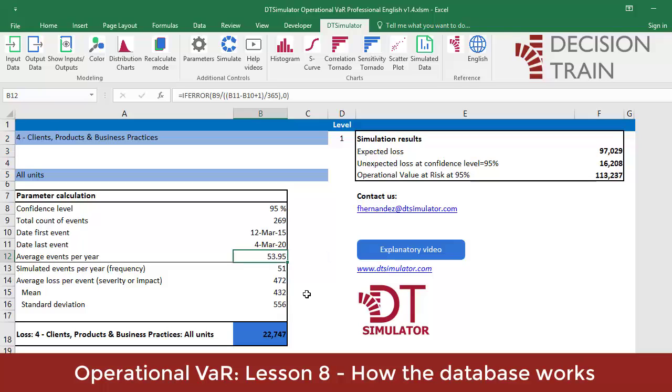Or Level 1, the category for Clients, Products and Business Practices, contains 269 events in the indicated period, generating almost 54 events per year on average, where each of them has a mean impact of $442 and a standard deviation of $575.